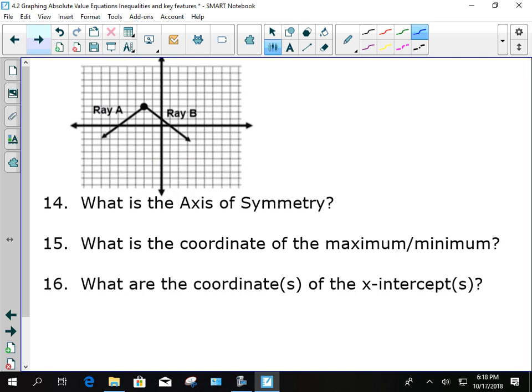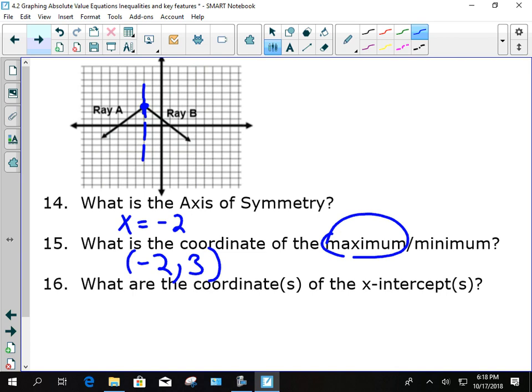What is my axis of symmetry? Well, that is at -2, so x equals -2. What is the coordinate? This is going to be a maximum, so your vertex is above, and the coordinate is at -2, 3.